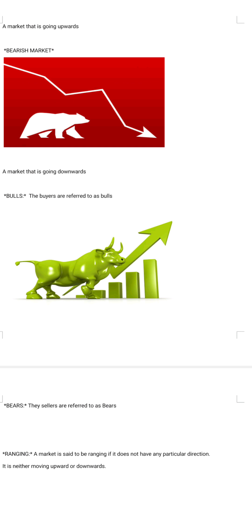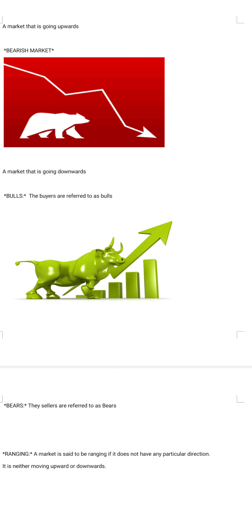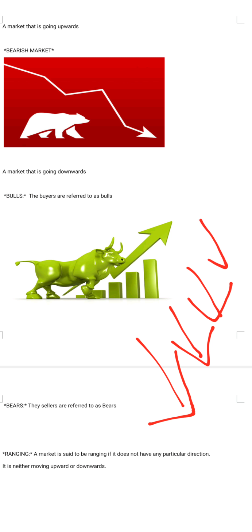Okay? And like I explained before, bulls represent the buyers. That is those who are buying in the market, those who are buying a currency, a coin, or a stock or anything in the market that is traded. Then the bears represent sellers. That is to say people that are selling either a currency or a stock or a bond or anything in the financial market.